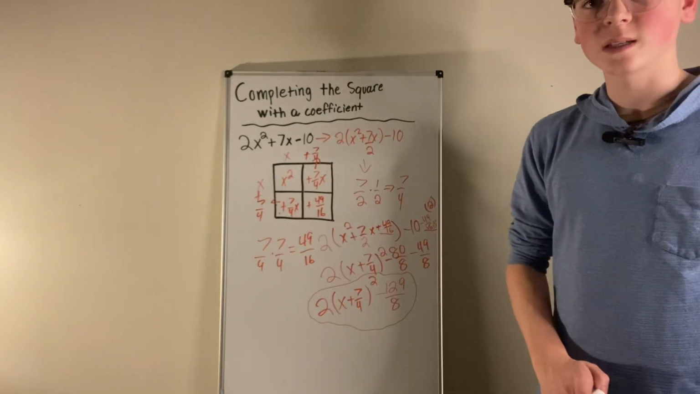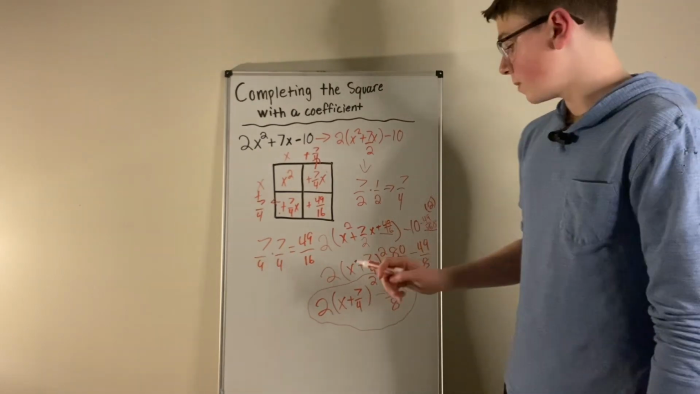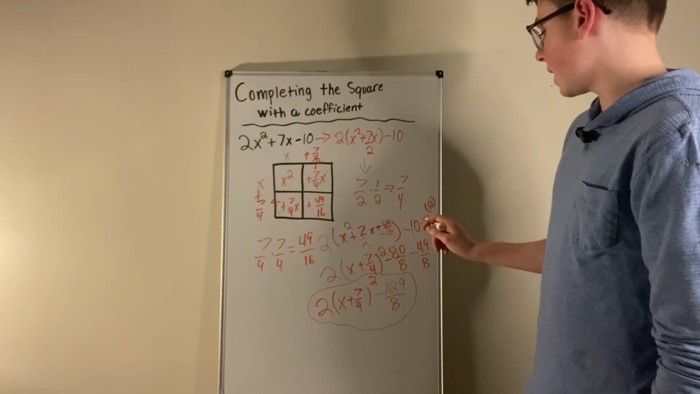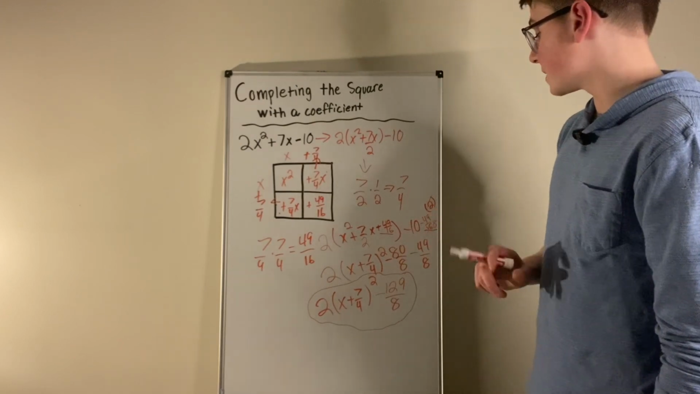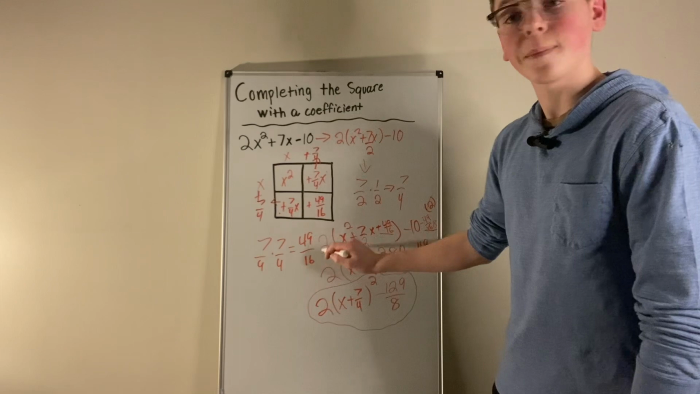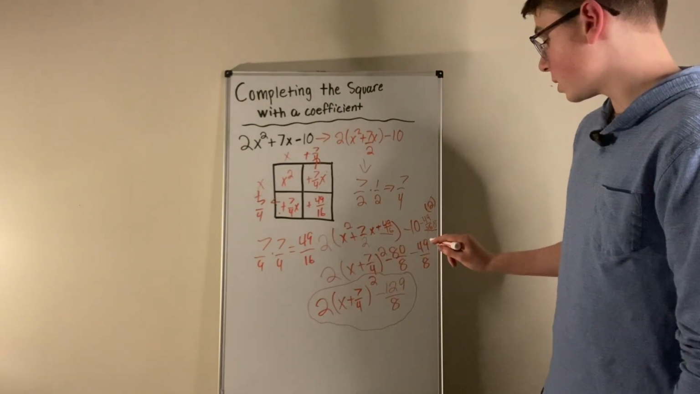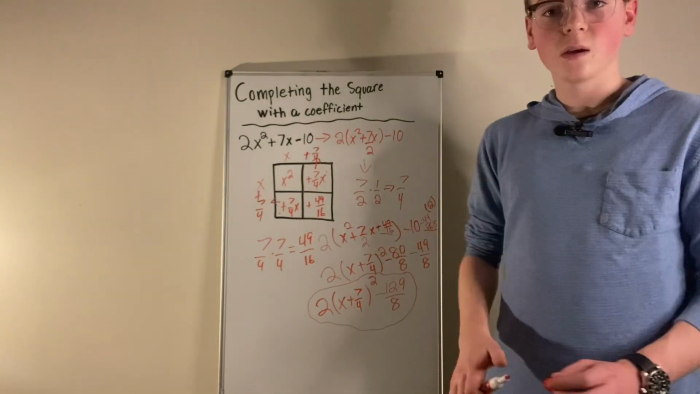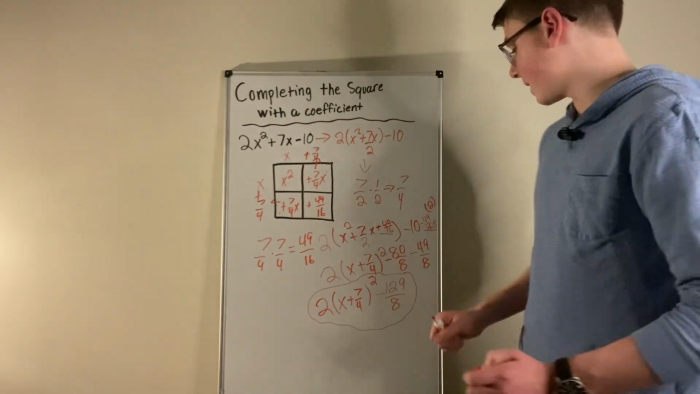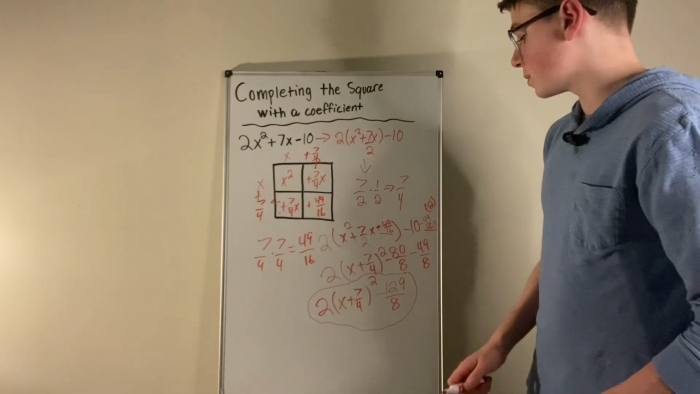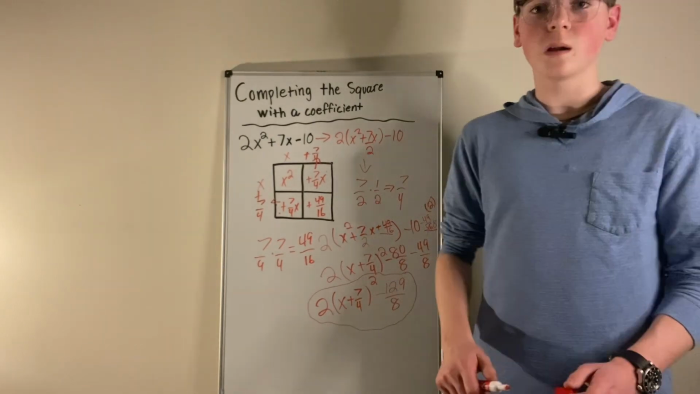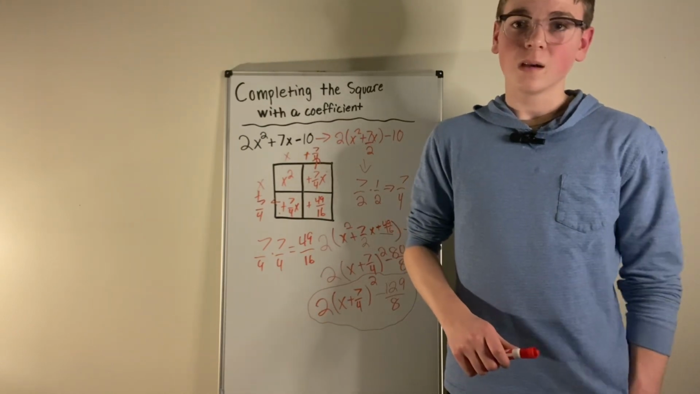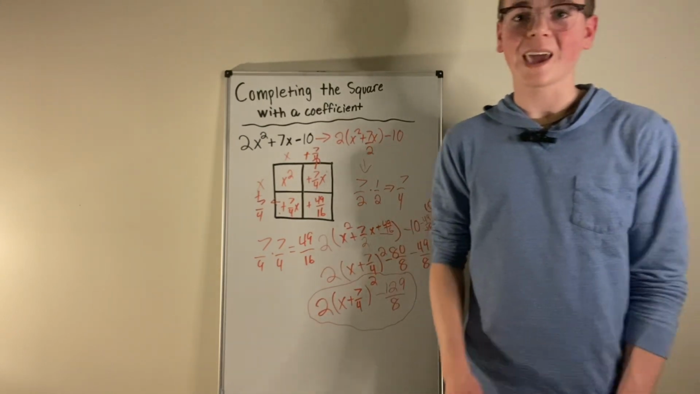So we're going to add 49/16 to complete the square to be able to make this perfect square. And then minus 10 minus 49/16 times 2, multiplying by this coefficient. So then we do 2 times x plus 7/4 squared minus 80/8 minus 49/8, which is 2 times x plus 7/4 squared minus 129/8.